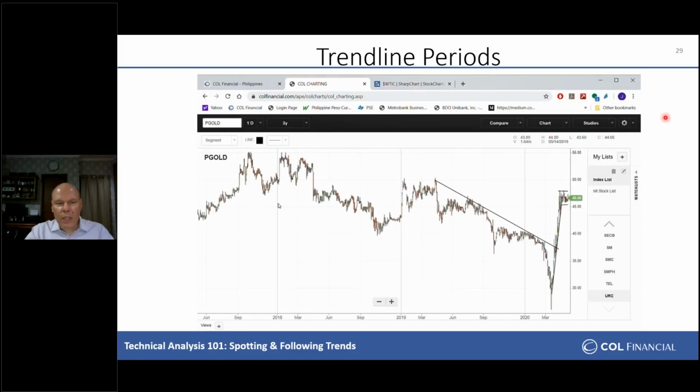Now, I will look at the 3-year chart now. This time I will see a higher high. I will connect it to the high in 2019.